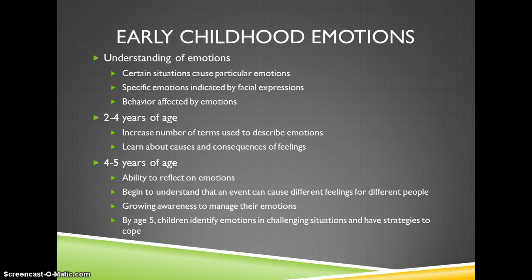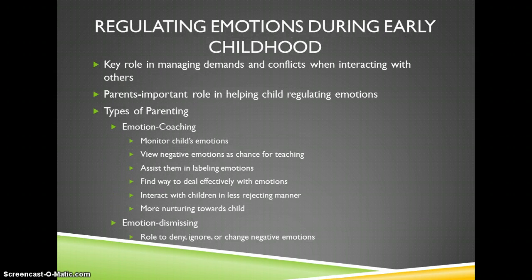Around ages 4 to 5, children have the ability to reflect on emotions. They start understanding that one event can cause different feelings for different people. Also, their awareness of managing their emotions grows. By age 5, children identify emotions in challenging situations and have strategies to cope. During early childhood, regulating emotions plays a key role in managing demands and conflicts when interacting with others. Parents have an important role in helping children regulate emotions.